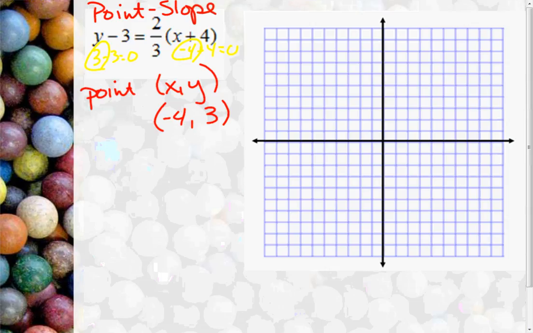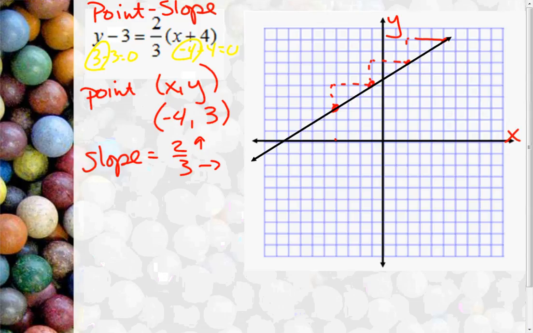Your slope here is 2/3. So that means I'm going to go up 2 to the right 3. Negative 4, 3, because again, x first, y. Take your time on these. It's not worth getting things wrong because you end up plotting them incorrectly. So 2, 3, then again, and again. Drawing a line. Put arrows on them, etc.